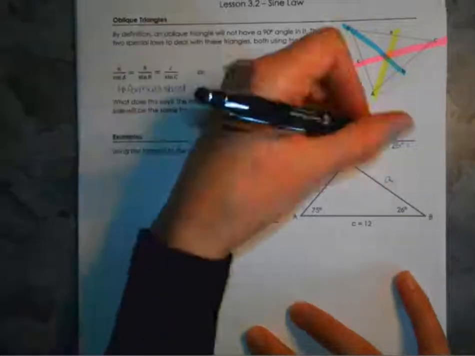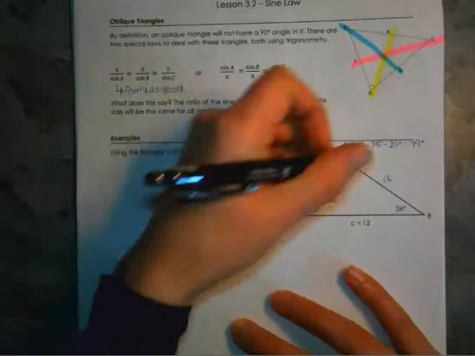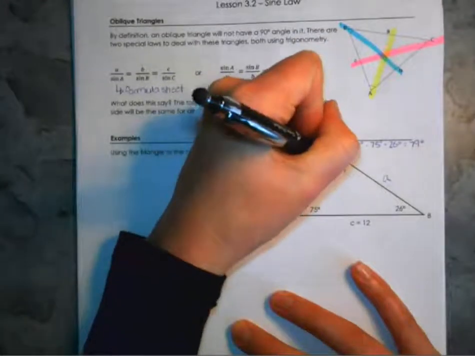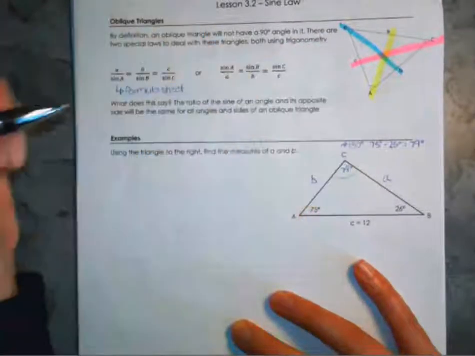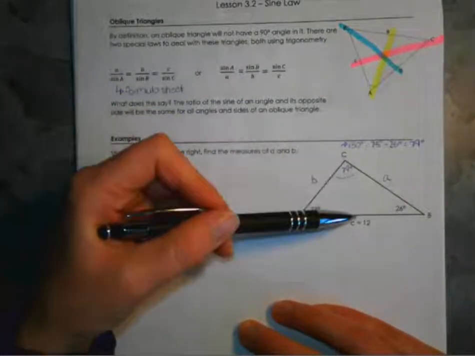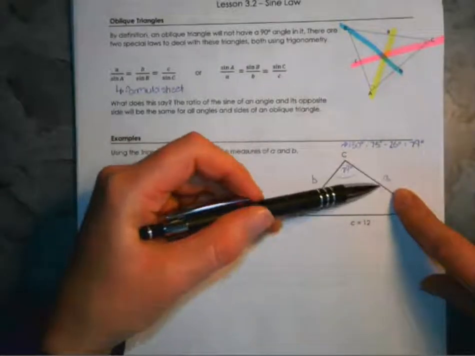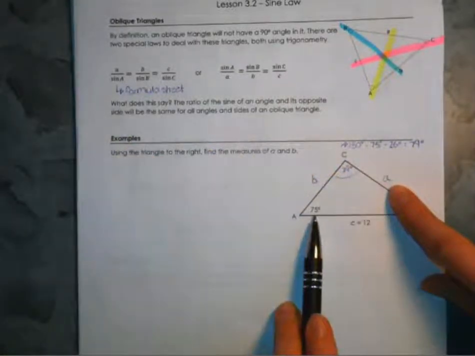Sine C, 79 degrees. Okay, so right here we have 79 degrees as our third angle. So now we have angle C and side C. If we want to solve for, let's start with side A, we have angle A.